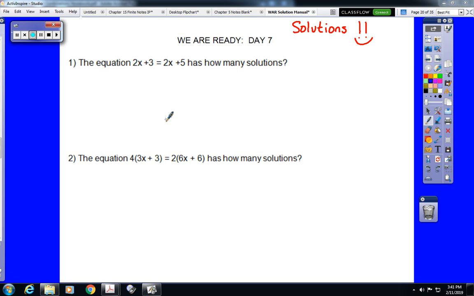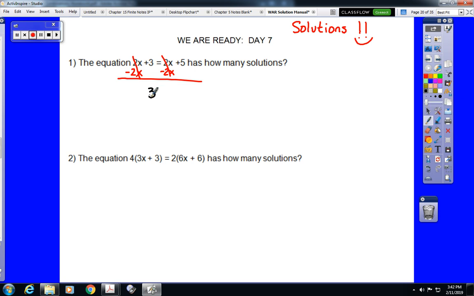Here is the day 7 problem. It says the equation 2x plus 3 equals 2x plus 5 has how many solutions? Well, that's your standard linear equation. So your first step would be, I need to move the x's to one side. However, when you go to do that, it drops out on both sides.